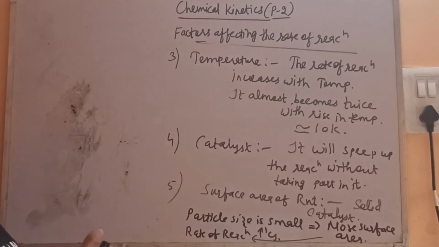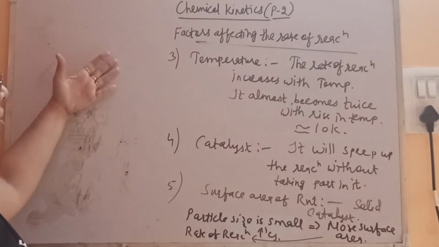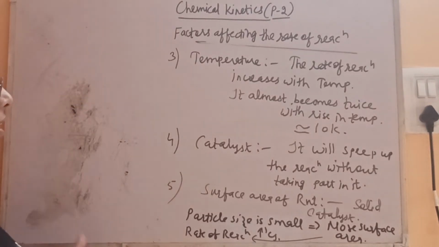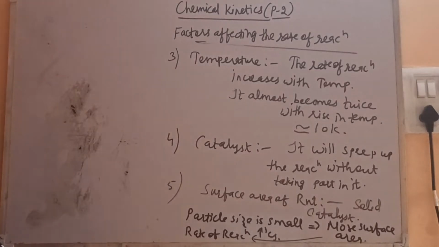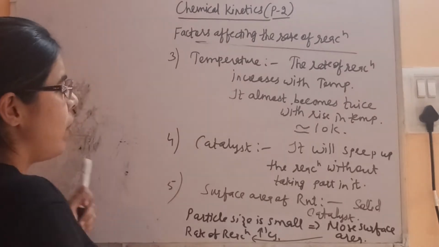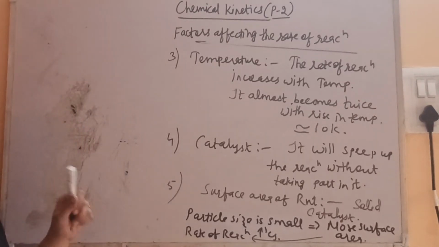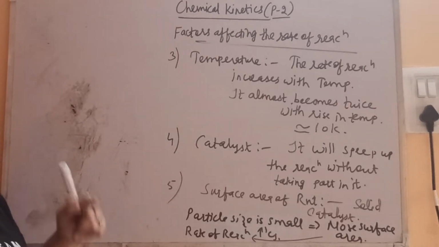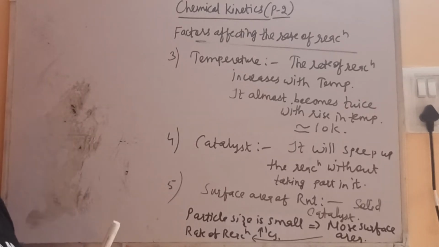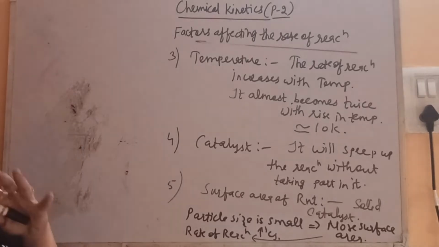So all these are the factors that we have seen. Nature of reactants, then temperature, then concentration, then catalyst, then surface area. So these are the certain factors which affect the rate of reaction. Now let's see the important factors. In this chapter we will be dealing with two important factors: one is temperature and one is concentration. First half of the chapter is based totally on concentration and the second part is based on complete temperature.